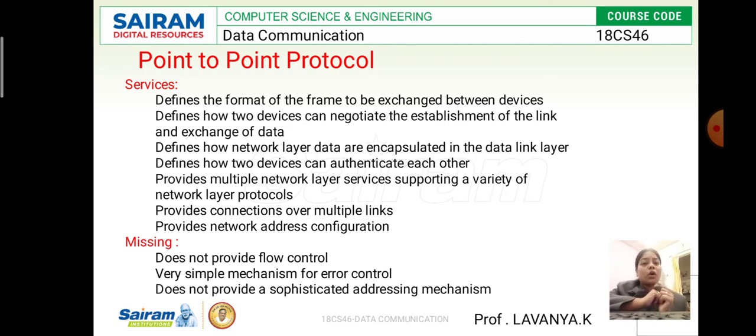And what is not provided? I told you error control as well as flow control. Error control is not supported by the point-to-point protocol. These are the services provided, as well as the services not provided, by PPP.